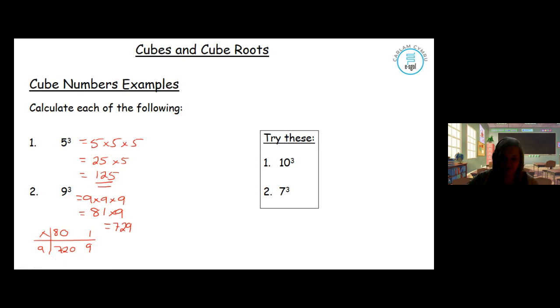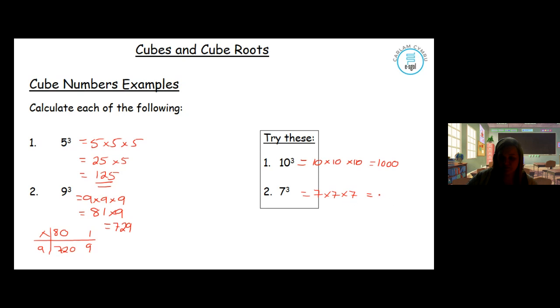Okay, so going through the answers to these questions then. 10 cubed means 10 times 10 times 10. And 10 times 10 is 100, times by 10 then is 1000. So 10 cubed is 1000. 7 cubed, 7 times 7 times 7.